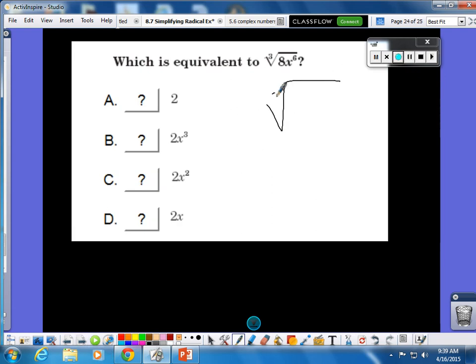Alright, this one is the cube root of 8x to the 6th. What is the cube root of 8? What times itself 3 times gives you 8. And if I did power over root, that would be x squared. Agree? Power over root.